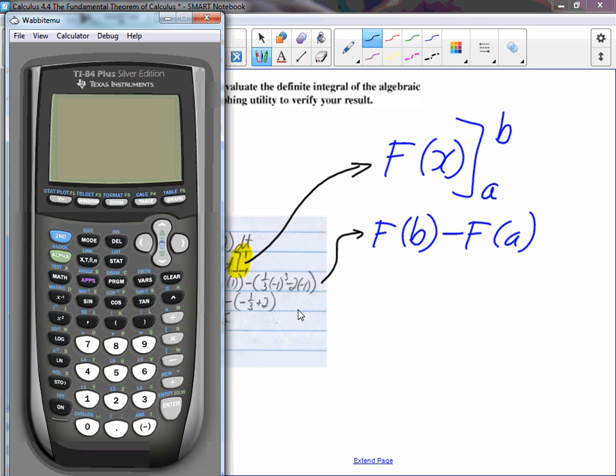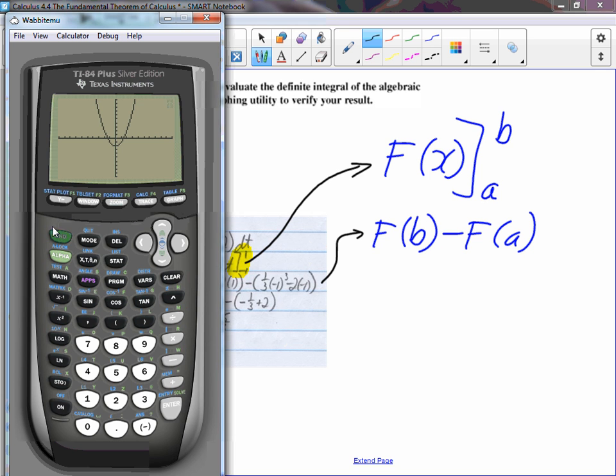All right, so let's see. Our function is x squared minus 2. Let's graph that. Now we want to find the integral from -1 to 1.